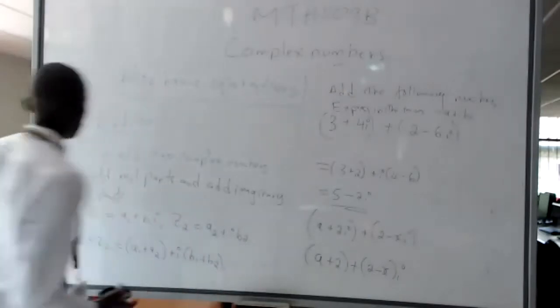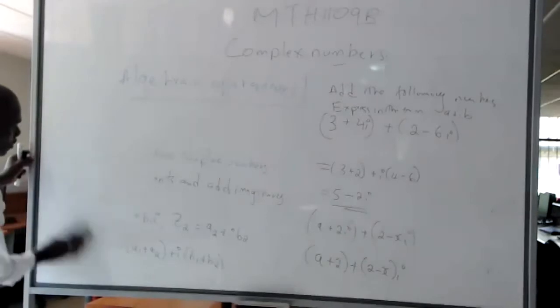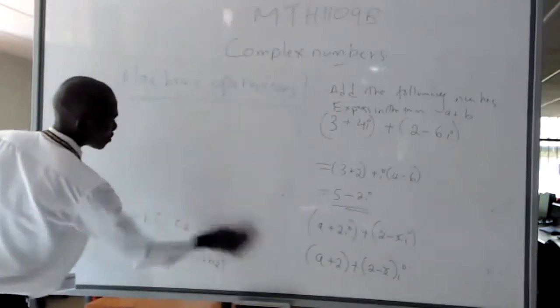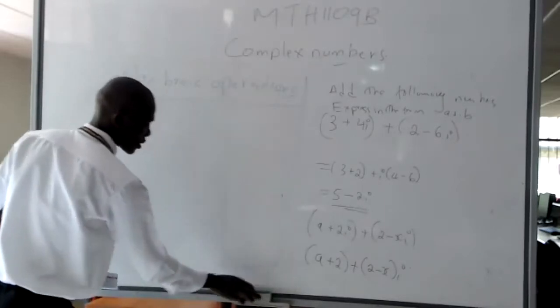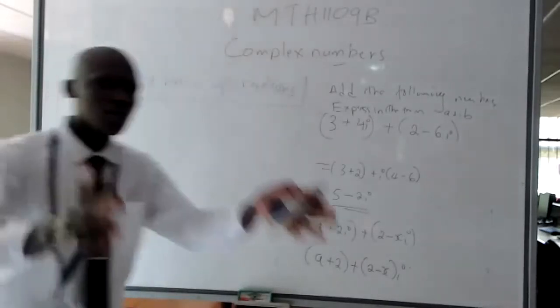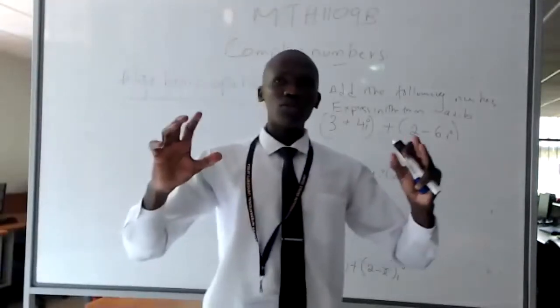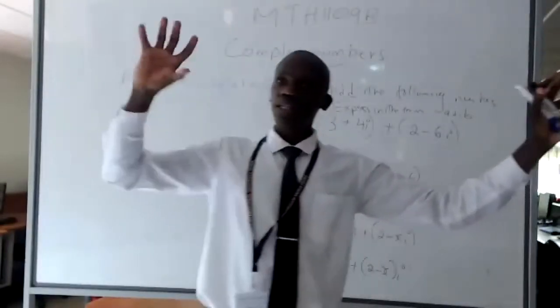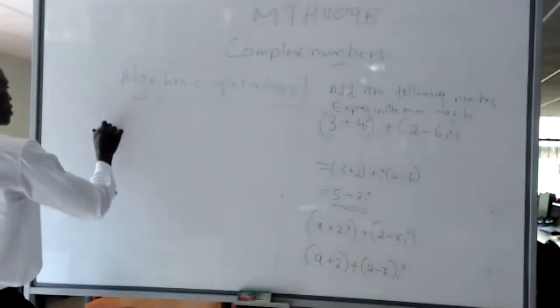Good. How about division or subtraction? Subtraction and division are analogous. The same way we add is the same way we subtract. So just the way we add imaginary parts together and add the real parts together, when doing subtraction, take the real parts, subtract them, and take the imaginary parts, subtract them, and then you have your resulting complex number.